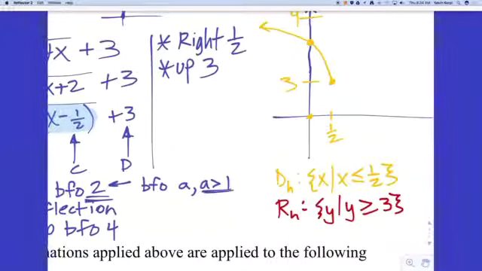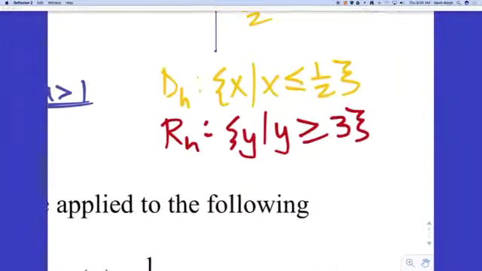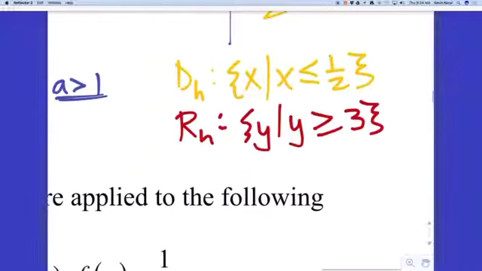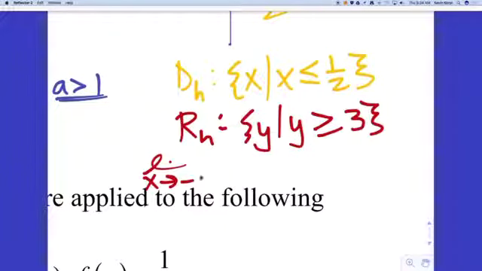Three, right? The lowest y value on there is 3. We hit it because there's a solid dot there. We get nothing below it, but everything above it. As you go out to the left, it goes up to infinity. In other words, we can answer this now. The limit as x goes to negative infinity for h of x is what?